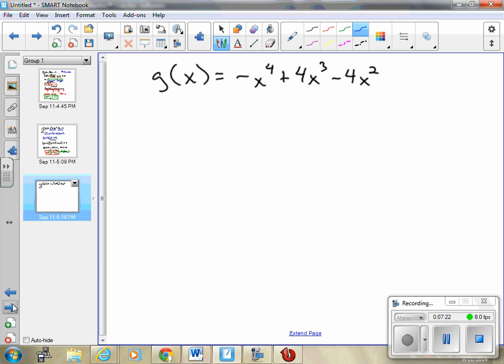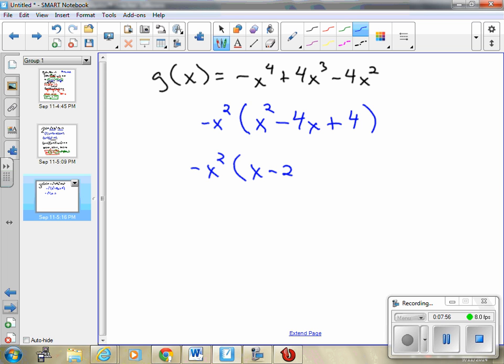As always with factoring, we look for a common term that we can pull out of this thing. And in this case, I see that I can pull out a negative x squared. So when I take out a negative x squared, I have a positive x squared there, I have a negative 4x, and I have a positive 4. Going further, we can factor that second parentheses as x minus 2 times x minus 2.